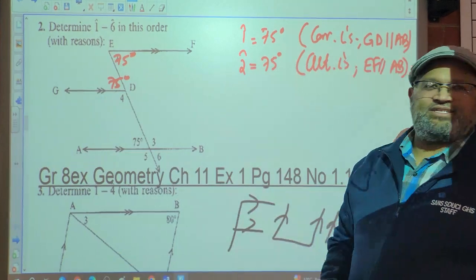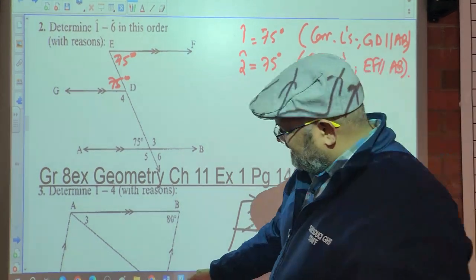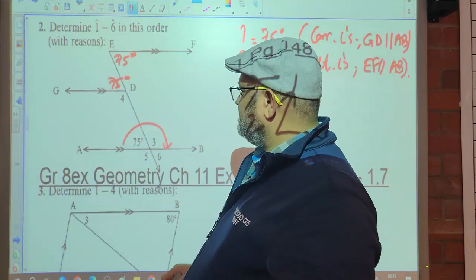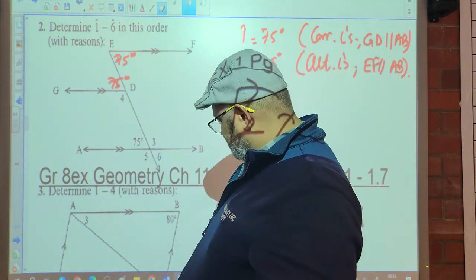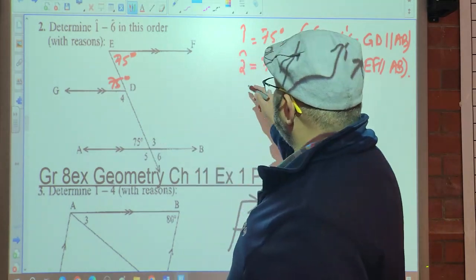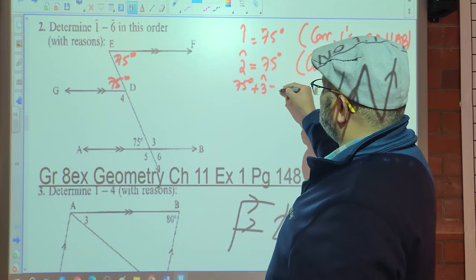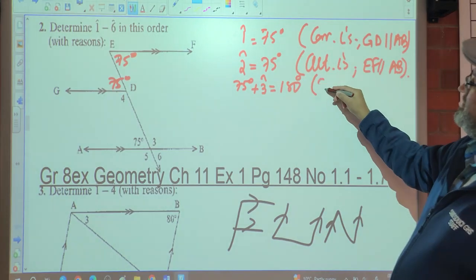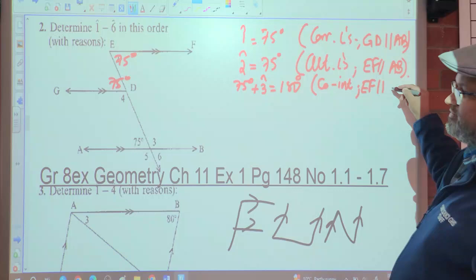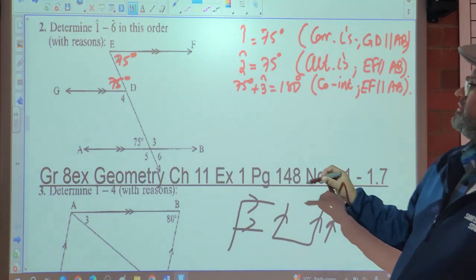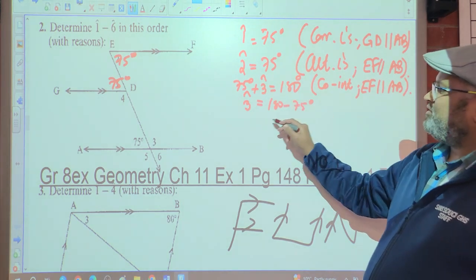People, how else could you calculate the 3? Angles on a straight line. Angles on a straight line add up to 180. You guys understand? So you went with co-interior. So 75 degrees plus angle 3 is equal to 180. Why? Co-interior angles with EF being parallel to AB. So angle 3 is equal to 180 minus 75, which is 105.